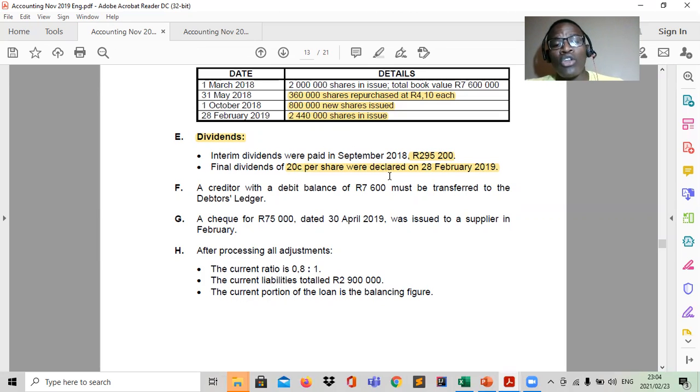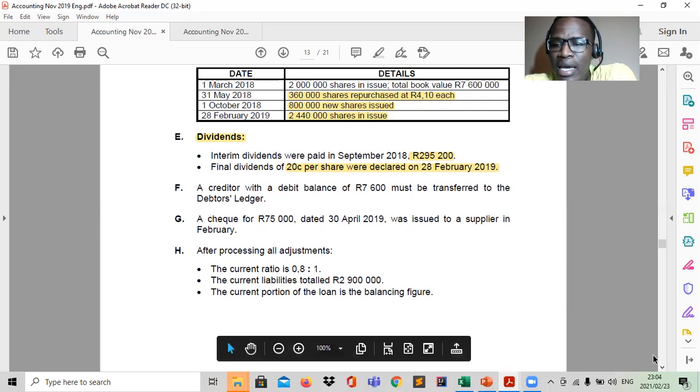So it means they were not paid. Then we expect to have a shareholders liability as at 28 February 2019. Remember, dividends is a return to shareholders, right? So they say for every one share that you have, the company is going to give you 20 cents. So on the 28th February 2019, how many shares were there? There were 2,440 shares, but we'll just see that in our slides.